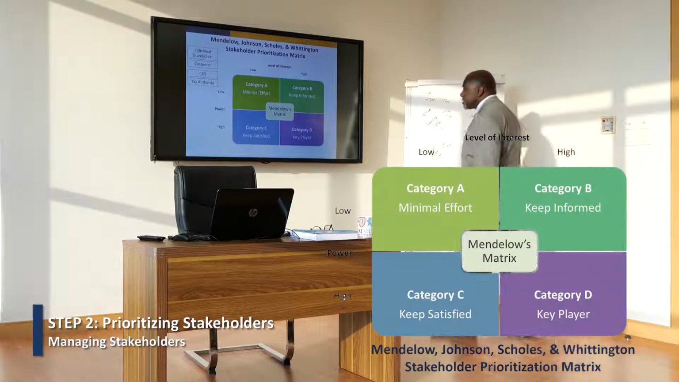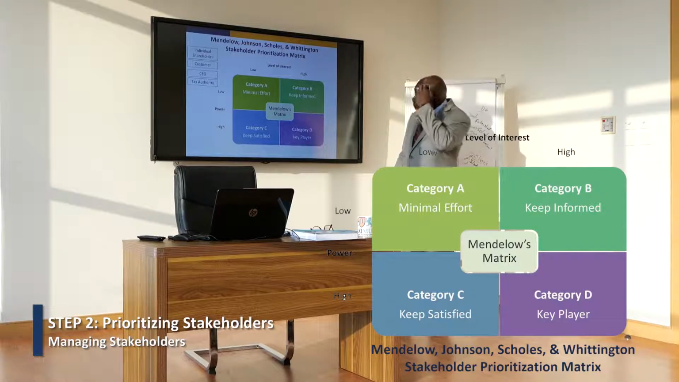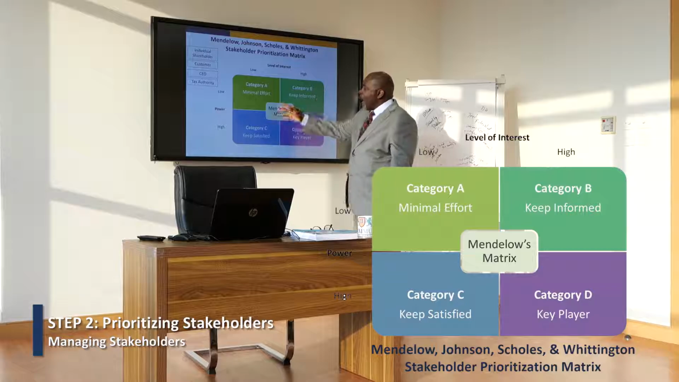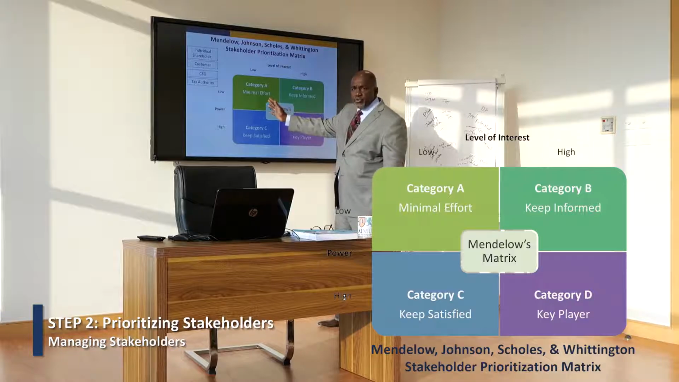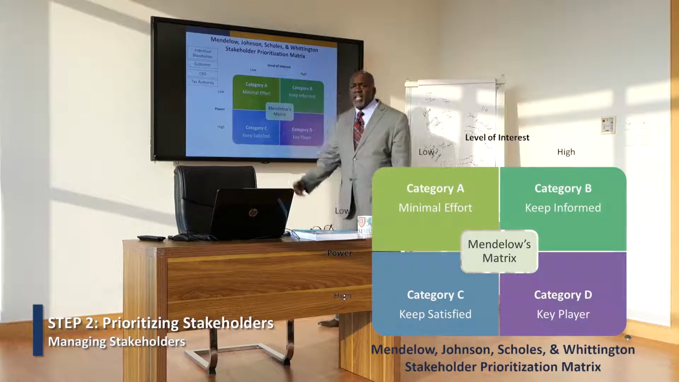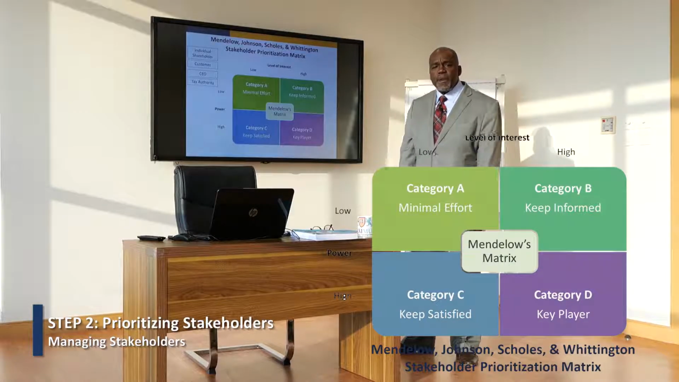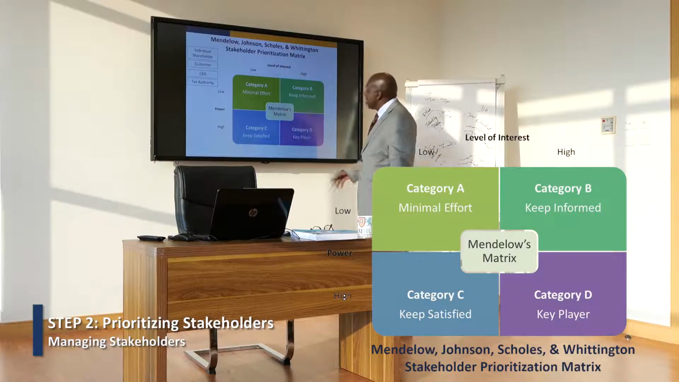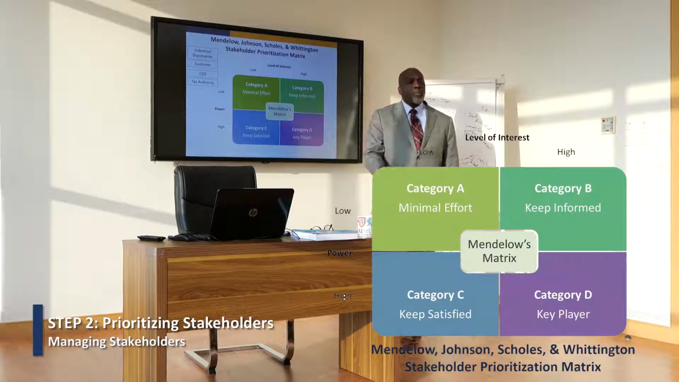You categorize them in A, B, C, or D categories, right? So you've got levels of interest and you've got power. So you've got one category of stakeholders. They have low levels of interest and they have low levels of power. They're category A. Don't have to worry too much about them. They don't have much power. They don't want to be involved. Category B, well, they have high interest. However, they have low power.